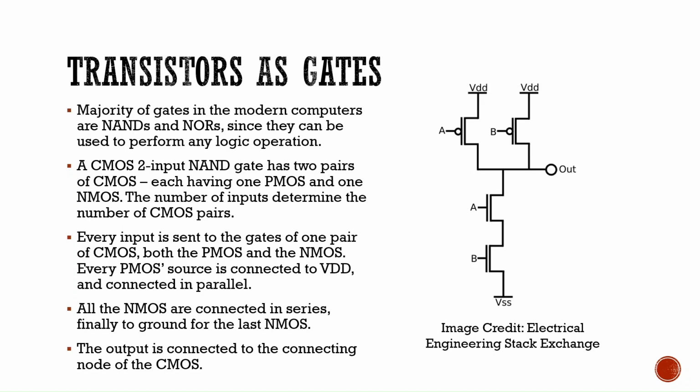Majority of the gates in modern computers are NANDs and NORs since they can be used to perform any logic operation. A CMOS 2-input NAND gate has two pairs of CMOS, each having one PMOS and one NMOS. The number of inputs determines the number of CMOS pairs. Every input is sent to the gates of one pair of CMOS, both the PMOS and the NMOS. Every PMOS source is connected to VDD and they are connected in parallel. All the NMOS are connected in series, finally to ground for the last NMOS. The output is connected to the connecting node of the CMOS.